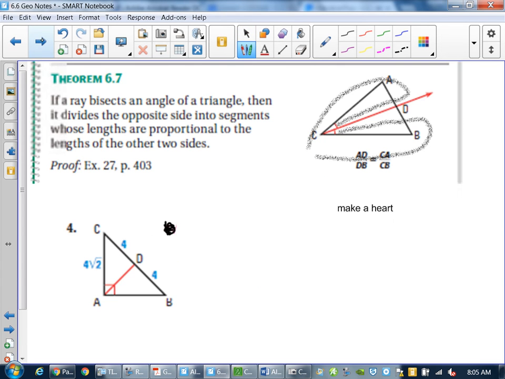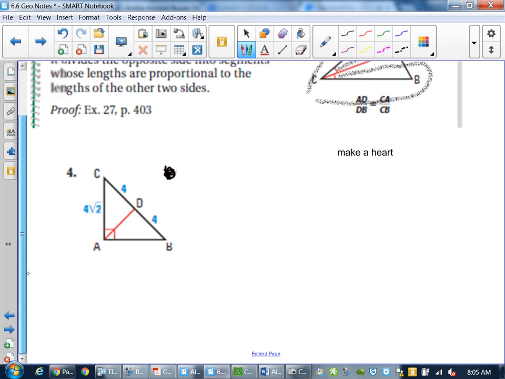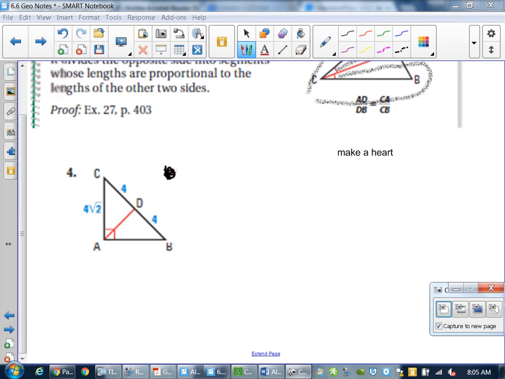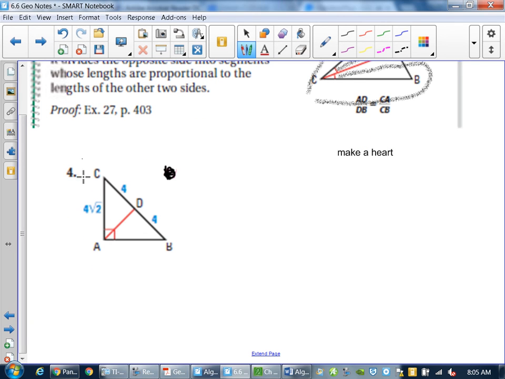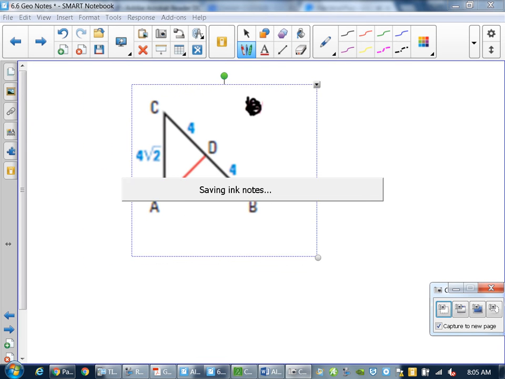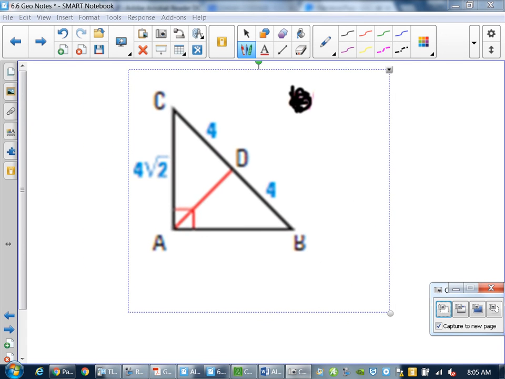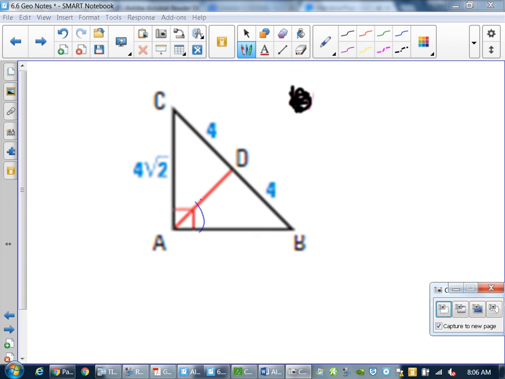So what happens then is that you get stuff like this. So in this case here, you are told that angle A has been bisected by segment AD, or AD is the angle bisector of A, however you want to write it.